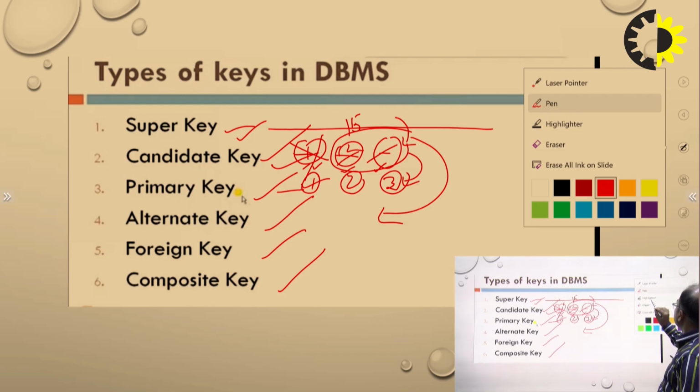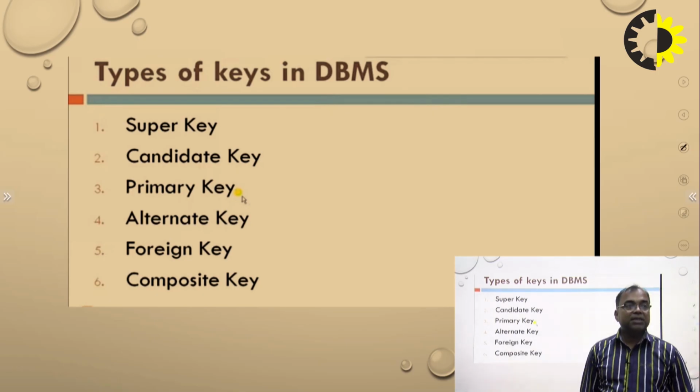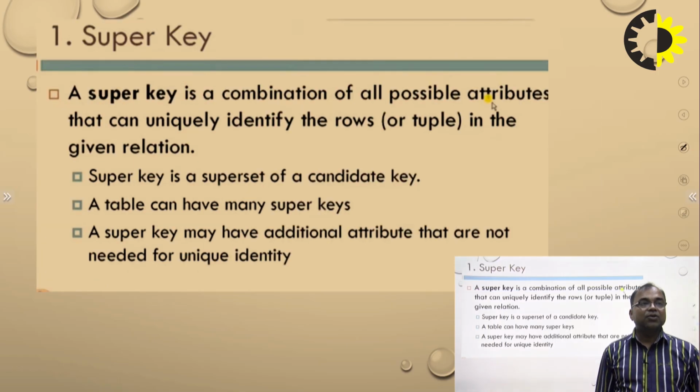So we can understand these one by one properly. So first erase this. Next, from all these 6 keys, the first is the super key. Now we are going to learn what a super key is.